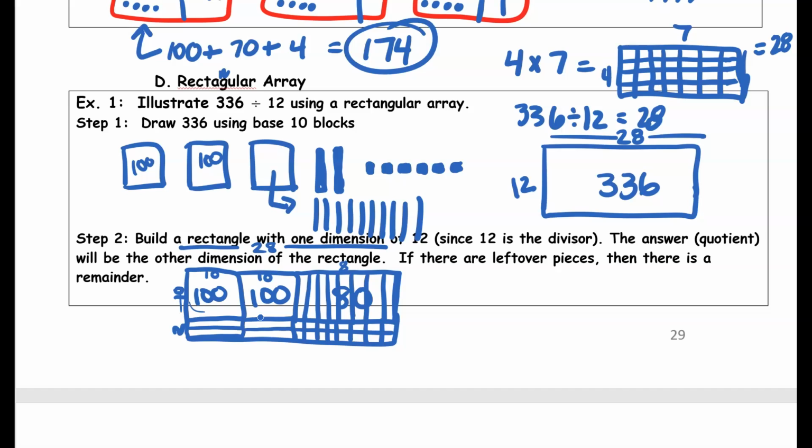So we've got 100, 100, 180. This is 20. This is 20. So if we add that up, we've got 100, 200, 300, 320. And then we need an additional 16, and that's where you're going to see all of these units in this section are 16, and then you get 336. So I know it's hard to see in this video because you don't have the actual blocks in front of you, but I just wanted to point out that you can take your base 10 blocks and actually make a rectangular array, just like we did for multiplication, to show division as well.